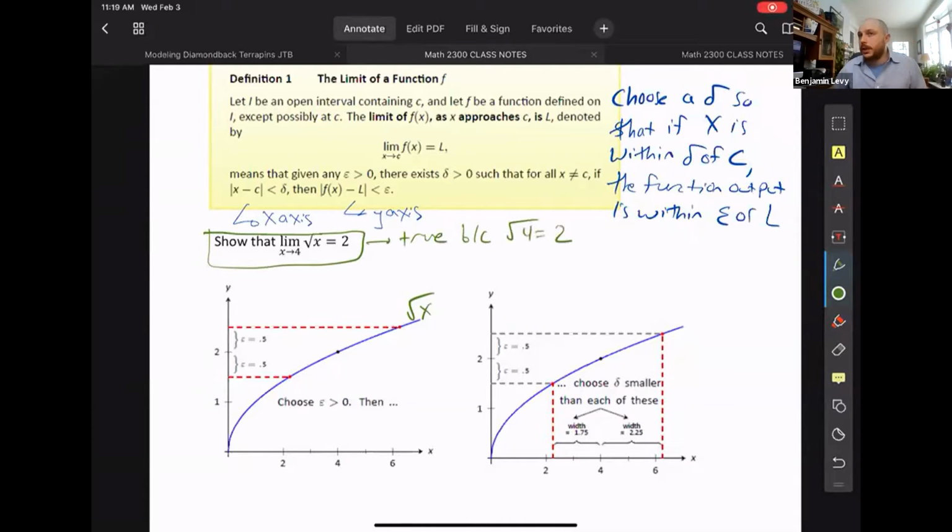So square root is actually a continuous function, and so we can just plug the number right in there, and we know that the answer is 2. But let's look at it carefully in terms of this careful mathematic definition.